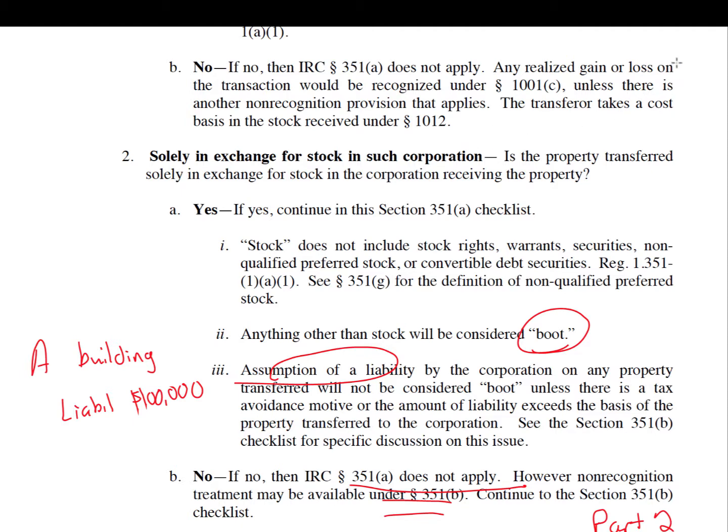if we fail question 1, we don't get non-recognition. We do not get non-recognition. We don't get 351A or 351B. The transferor takes a cost basis under Section 1012, and there's going to be recognition of gain or loss unless you can find something outside of 351A or 351B.